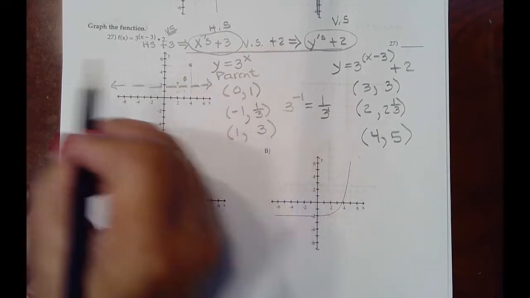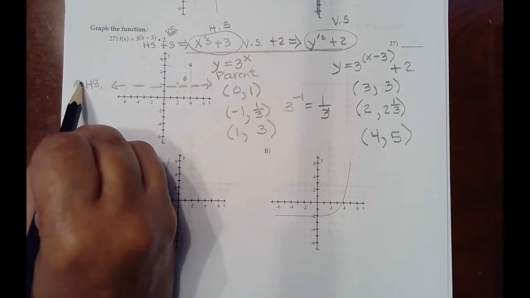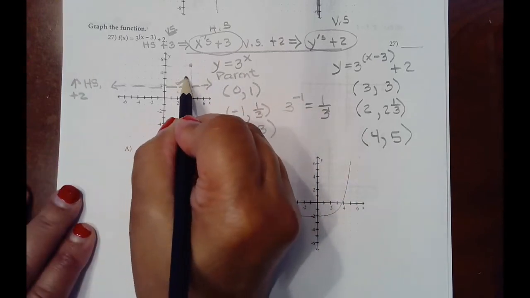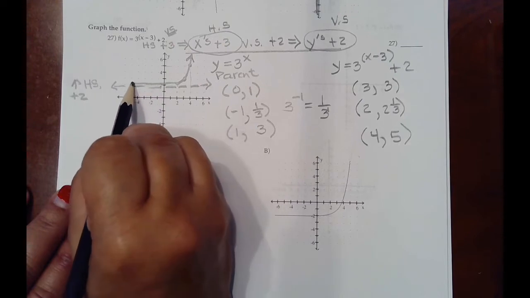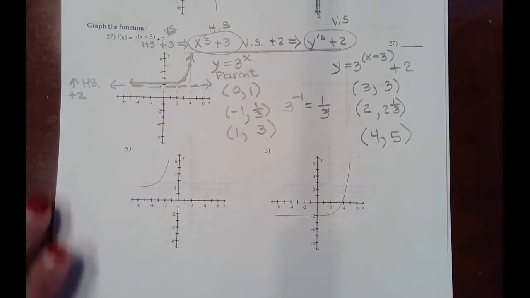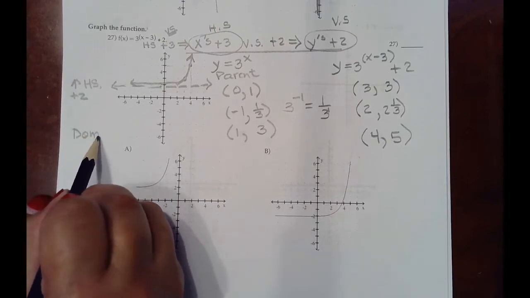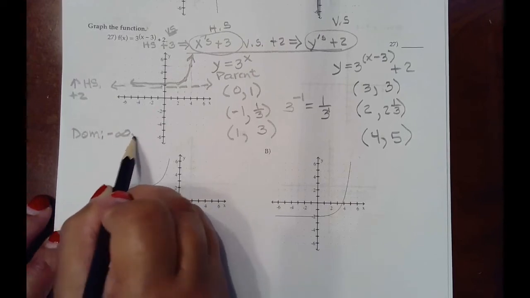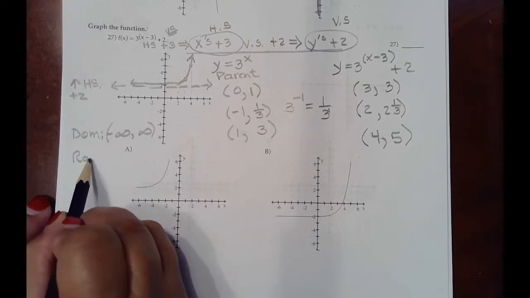Because that horizontal asymptote is shifting 2 units up, the whole graph shifts 2 units up because the horizontal asymptote is what holds it up. Okay, so that's your new graph. You can also tell the domain and the range. Domain for all of these exponential graphs is negative infinity to infinity, but the range is controlled by the asymptote.